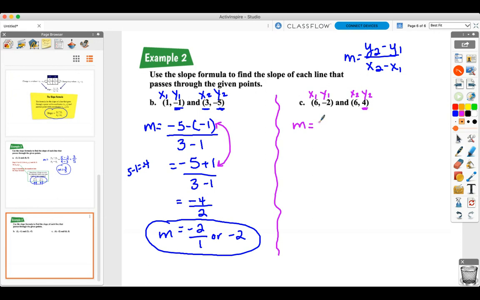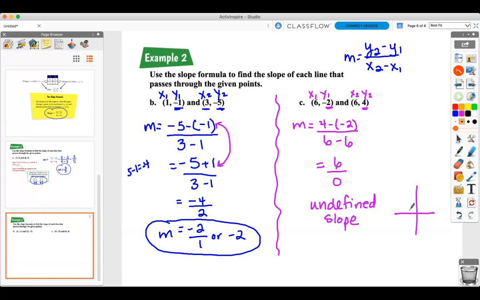So m equals y2 minus y1. So y2 is 4 minus negative 2, over x2 minus x1, so 6 minus 6. And we're going to get 4 minus negative 2 is 6. 6 minus 6 is 0. You can't just leave it like that. Remember, you can't divide by 0. What does it mean by dividing by 0? This actually is an undefined slope. And does anyone remember what an undefined slope looks like? That's a graph that actually goes up and down. All right, that's undefined.